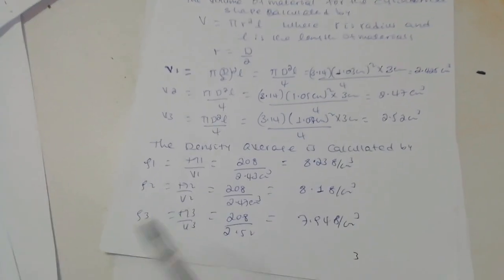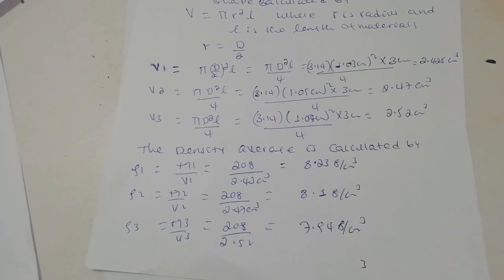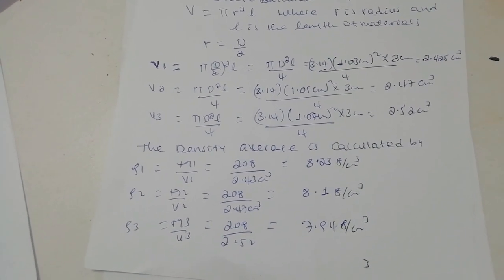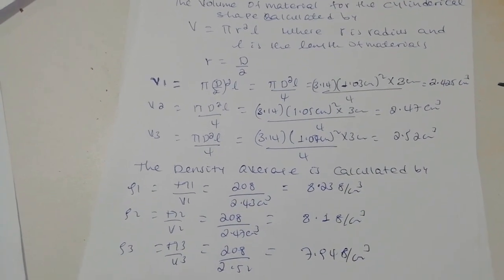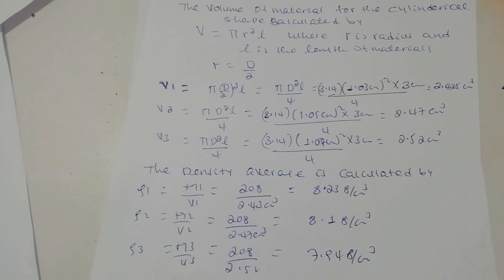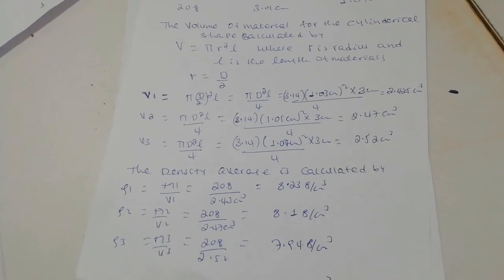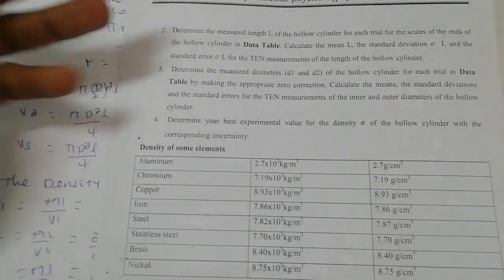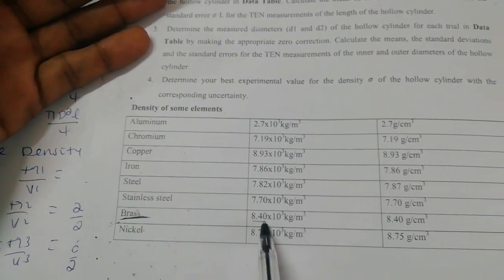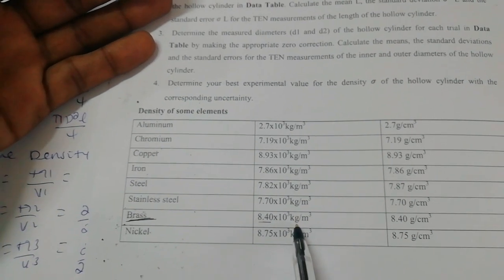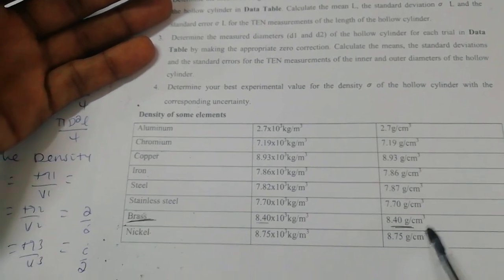From this, when we find the density, we are using cylindrical shapes, and we use brass material. Brass has a standard value of density. It is not just like the rectangular blocks. We know the standard value of brass is around this. For example, the brass we are using is around 8.4 times 10 to the power of 3 kilogram per meter cube, or in gram per centimeter cube, it is around 8.4 gram per centimeter cube.